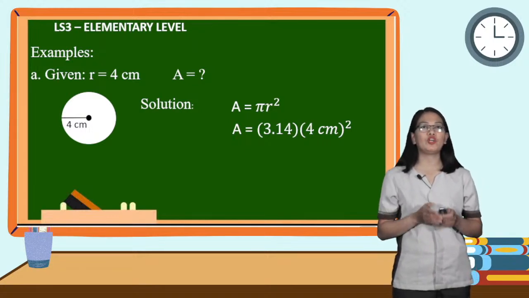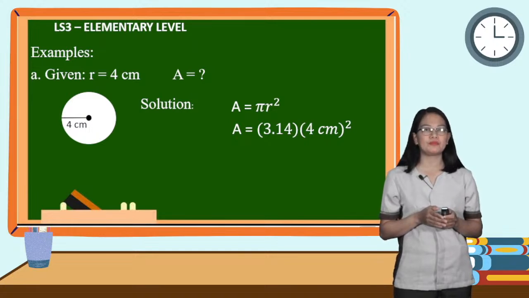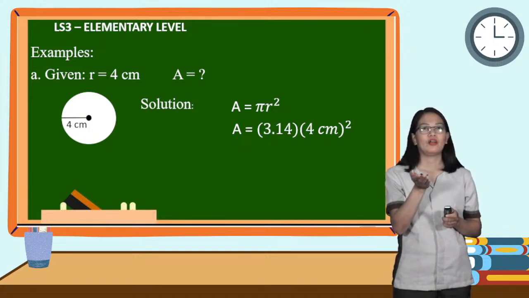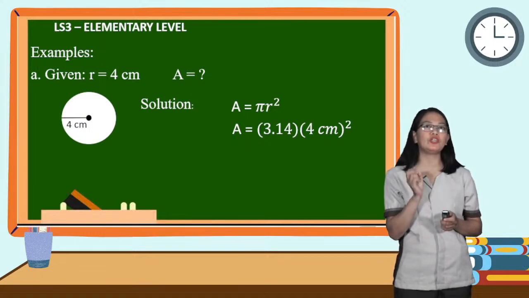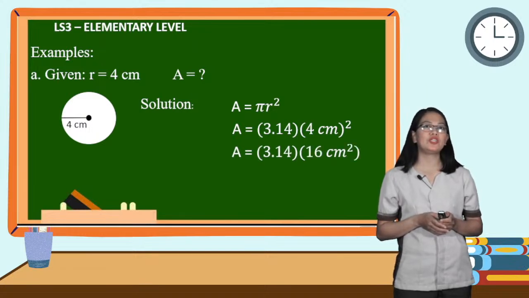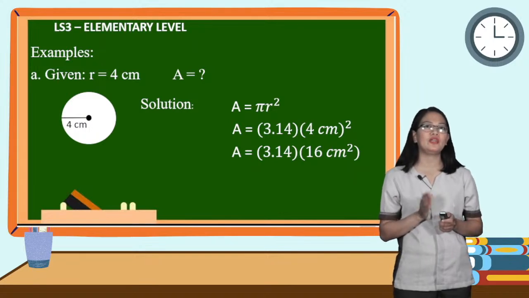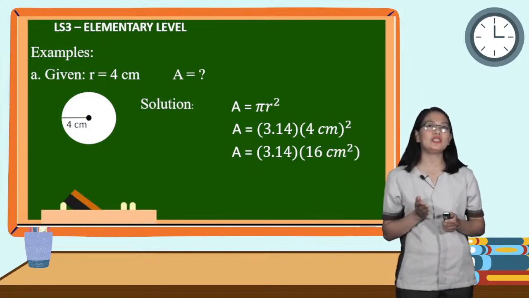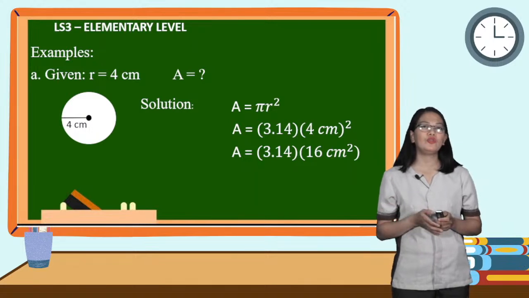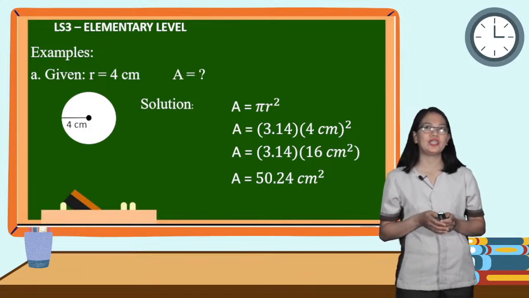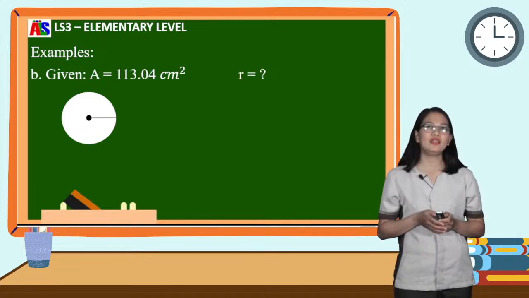Why? It is because for 4 centimeters squared, we need to multiply 4 centimeters twice. So 4 centimeters times 4 centimeters is equivalent to 16 square centimeters. And this is the only time that we can multiply it by 3.14. The area now is 50.24 square centimeters. Next example.